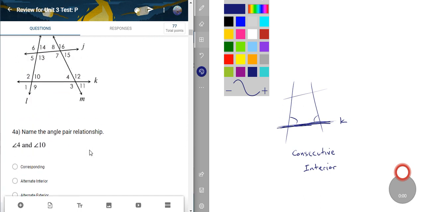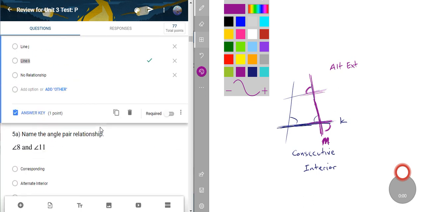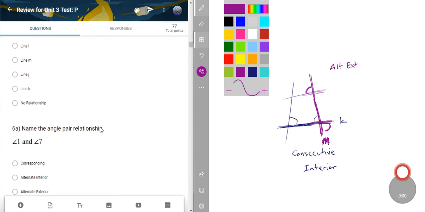We're looking at 8 and 11, same approach. So 8 and 11, where is that at? There's 8. 11 is over here. So 8 and 11. We've got as alternate exterior angles. They're on the alternate side of this transversal here, which is transversal M. So M is our transversal and alternate sides of it, and on the exterior of these other 2 lines that the transversal is cutting through. So those are alternate exteriors. Let's go to the next.